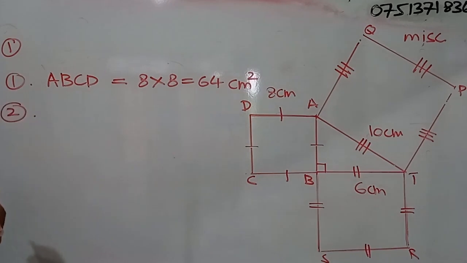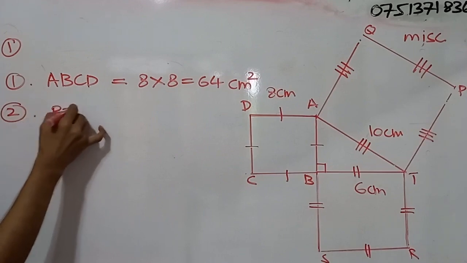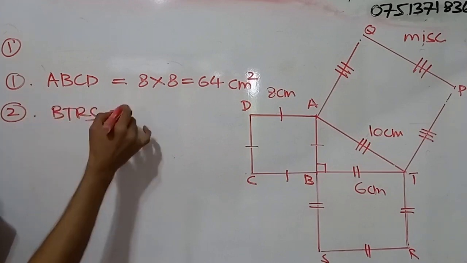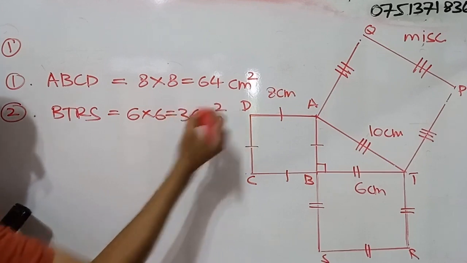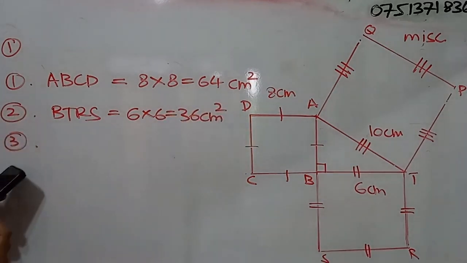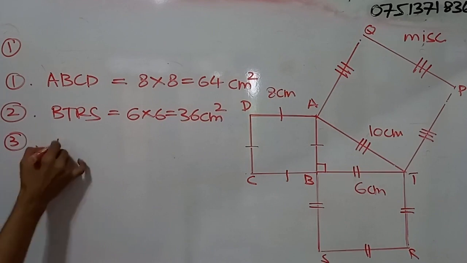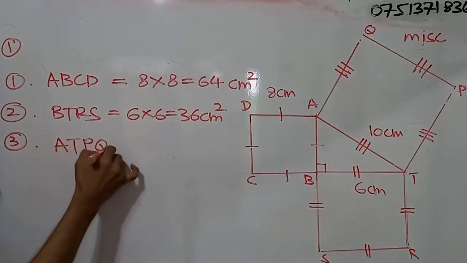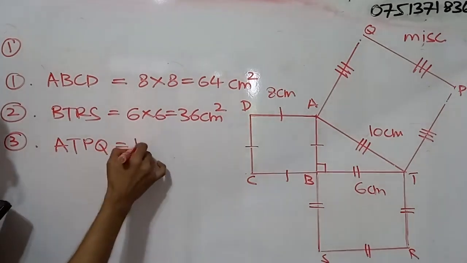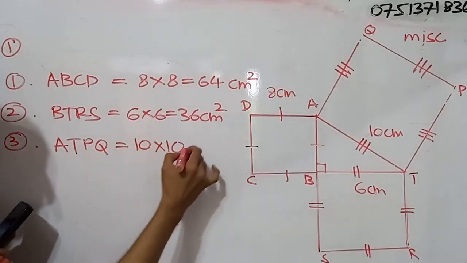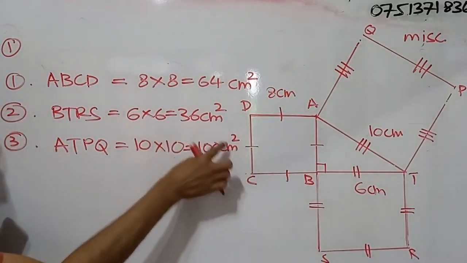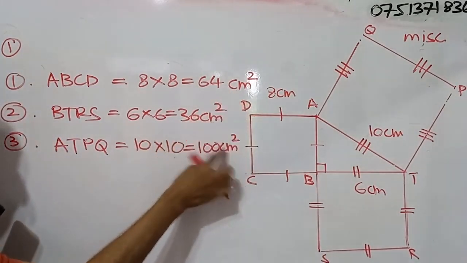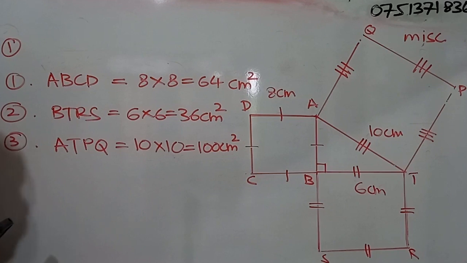Find the area of the square BTRS. BTRS, right? So BTRS, that means what? 6 into 6, we get 36 square centimeters. Part 3, find the area of the square ATPQ. ATPQ, that is what? 10 into 10, no? So we get 100 square centimeters. Always don't forget to use the correct unit.